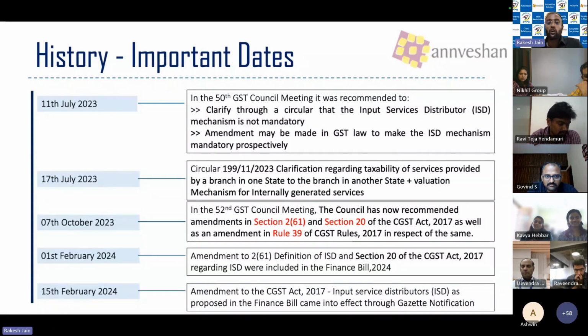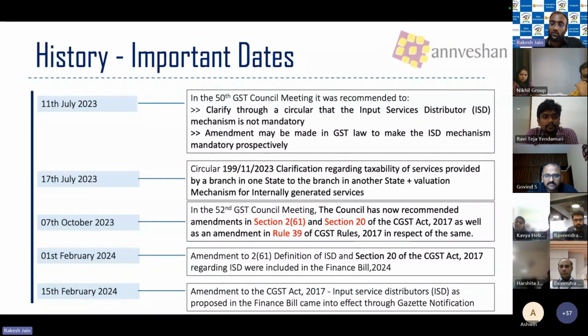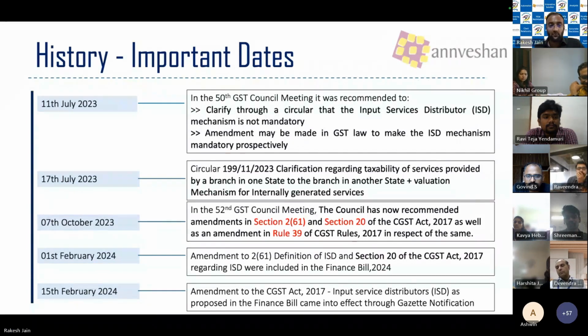In the finance bill, we got a new or amended definition of ISD, which we'll see in our further slides. They also amended section 20, which talks about the manner of distribution of these input services. What would be the mechanism of distribution of these input services?